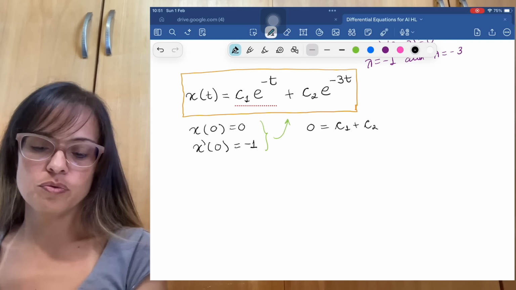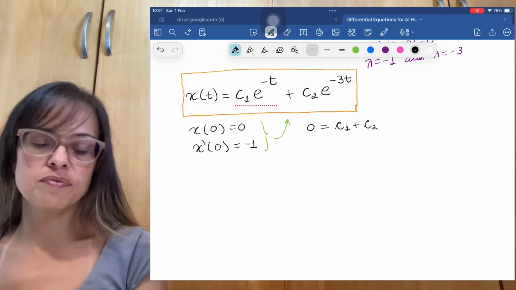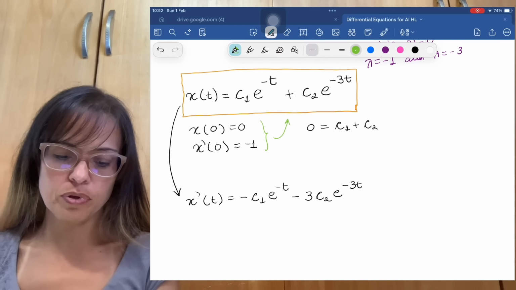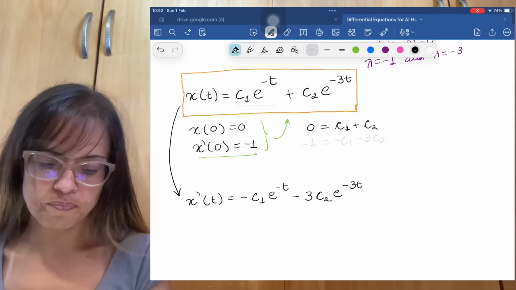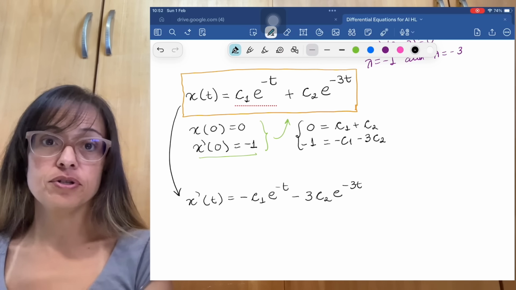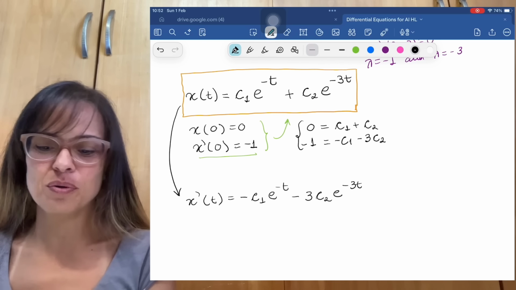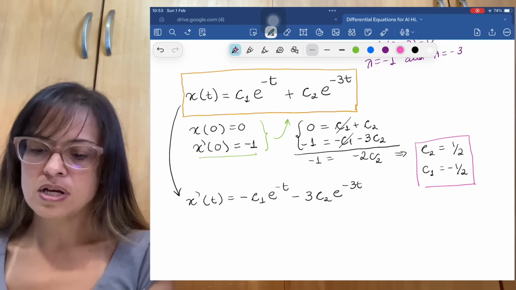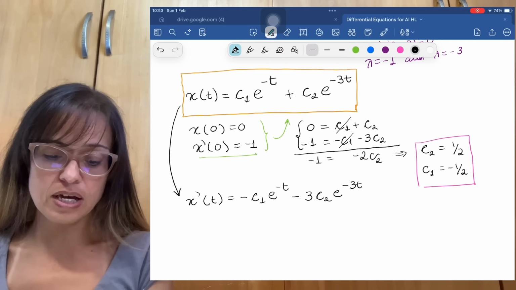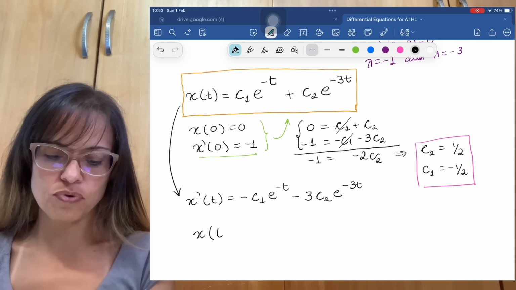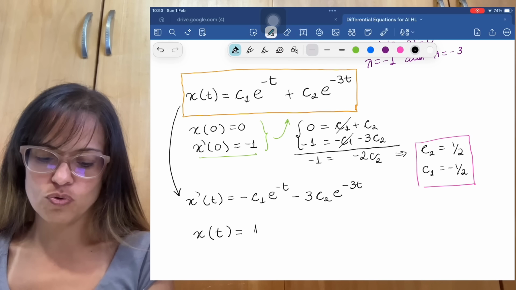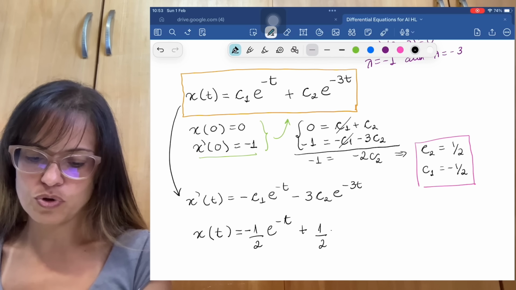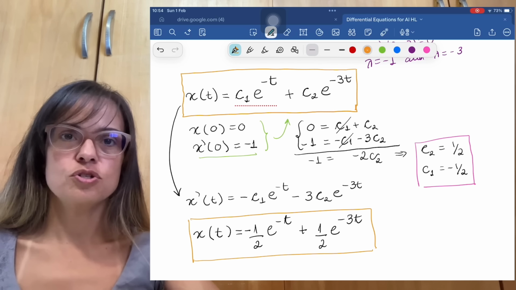The first one is giving us 0 equals c1 plus c2. And in order to plug in the second one, I'm going to have to first take the derivative of this. So here's the derivative, and now plugging t equals 0 in there, this is what we get. We have now another little system of two equations and two variables. This is linear. It's very easy to solve. These are the values of the constants. And then to fully answer what the question asked, he asked for an expression for x in terms of t. So we're just going to put those values of the constants into the same expression that we already had. This one's the answer to part Bi.